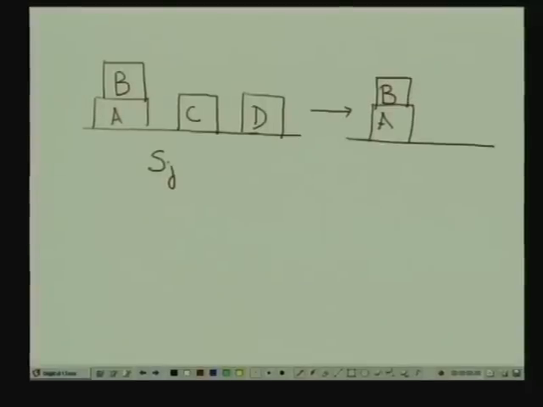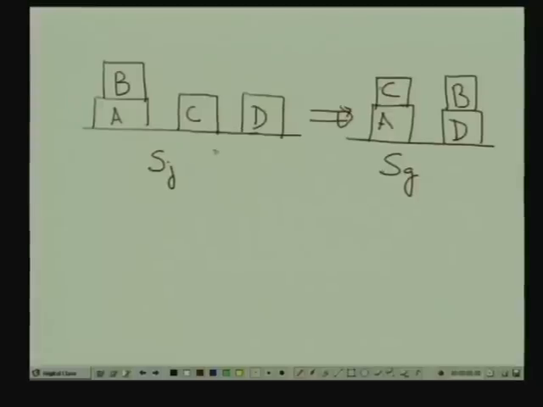Say, sorry, I will change this. Say I want to have C to be placed here and D to go below B. All right. Now, that is my objective. Now, I have got different options to do that. Suppose I want to come to this goal state S g.